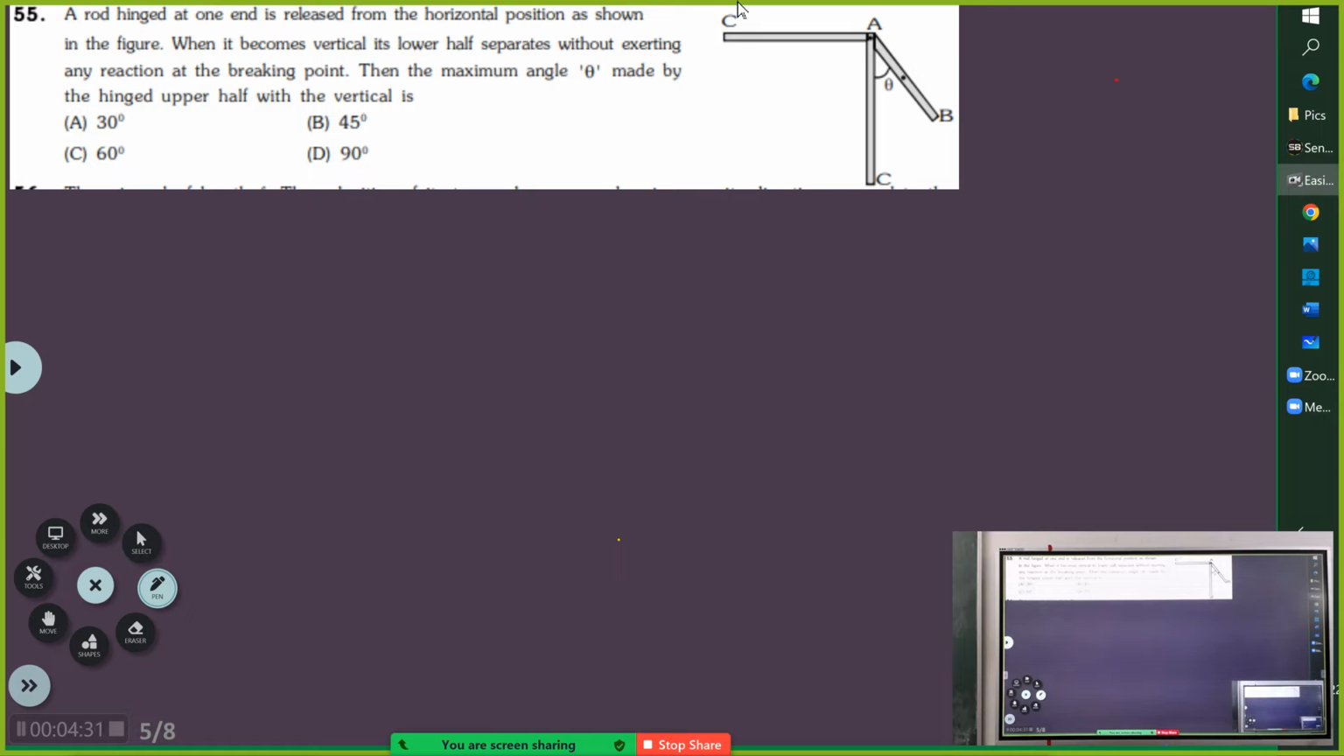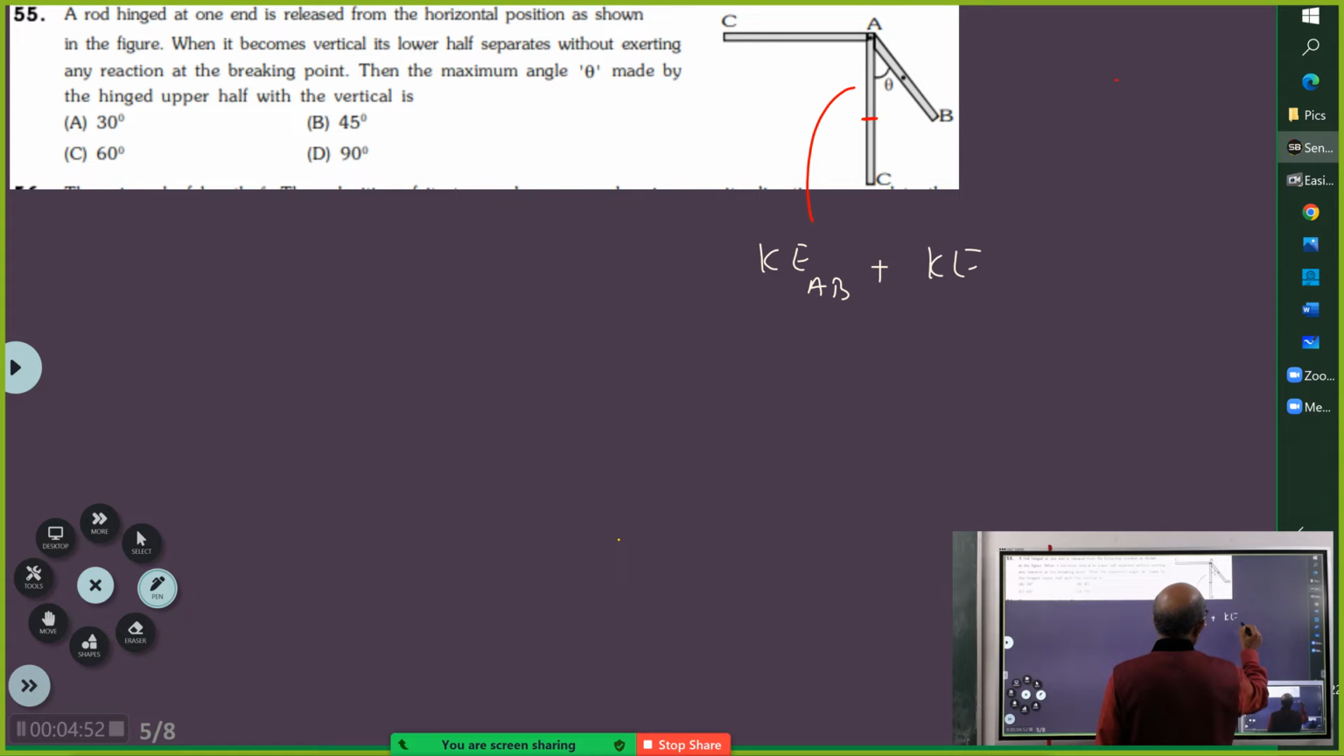How did you get there? Sir, by 24 because L by 2 whole square will come, sir. See, it is broken here. So at this position, what is the kinetic energy of the rod? Kinetic energy of the rod AB plus kinetic energy of the rod BC. This point is B, right? So you tell me what these two kinetic energies are. Then if you know the kinetic energy of AB, where it is going to stop, that is the next calculation.